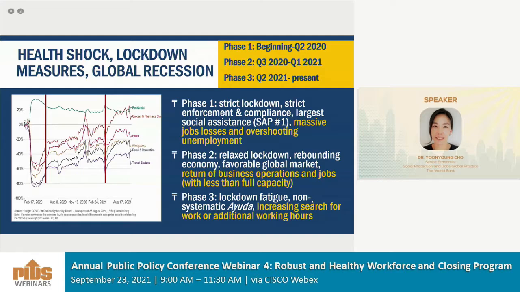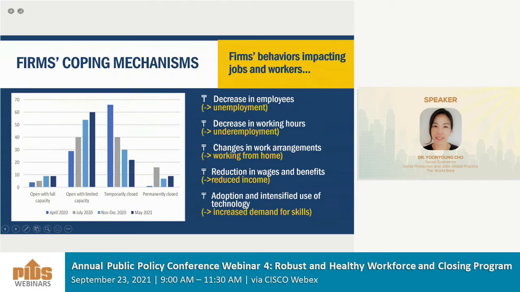But with the second surge of the COVID-19 virus, the third phase of the pandemic started from April 2021 up until now. People have lockdown fatigue, so there are lockdowns here and there, but compliance is low. And compared to the social amelioration program, the non-systematic and locality-based ayuda are being implemented, and there has been increasing search for work or additional working hours.